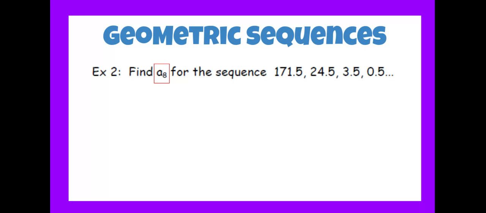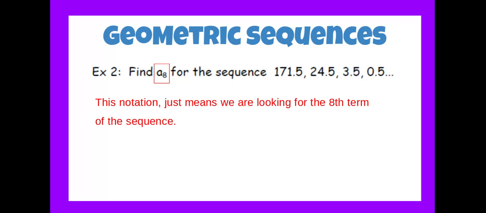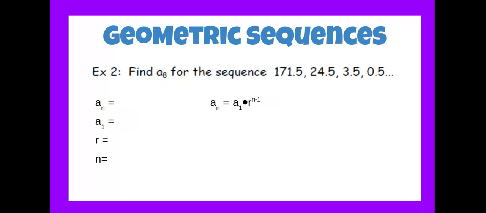It says find a sub 8 for the sequence 171.5, 24.5, 3.5, and 0.5. A sub 8 just means it's notation for we're looking for the 8th term of the sequence. So that's how you're supposed to interpret that. So we're still going to follow the same steps. We notice it's decreasing quickly, so that means we're going to be multiplying by a fraction of some sort.